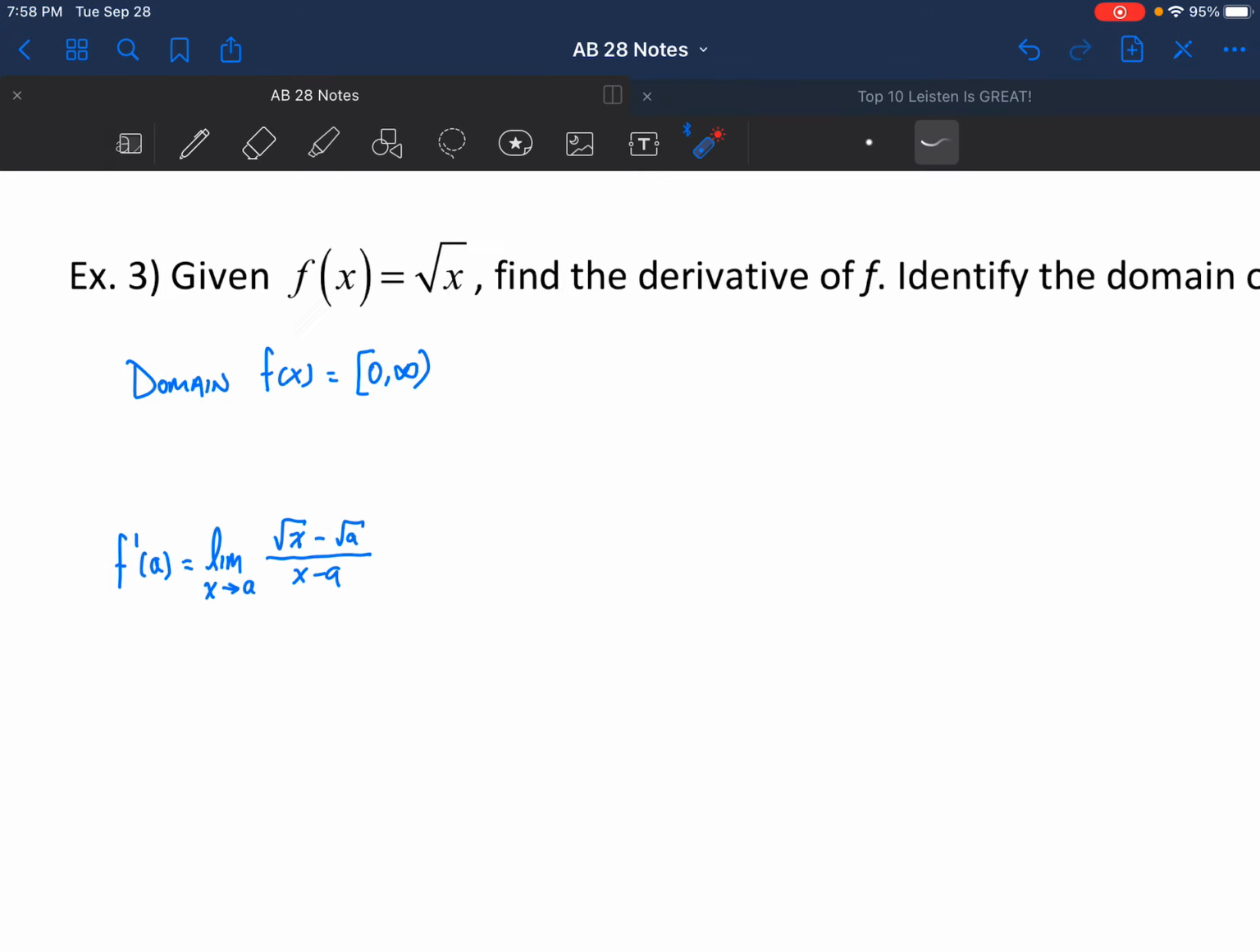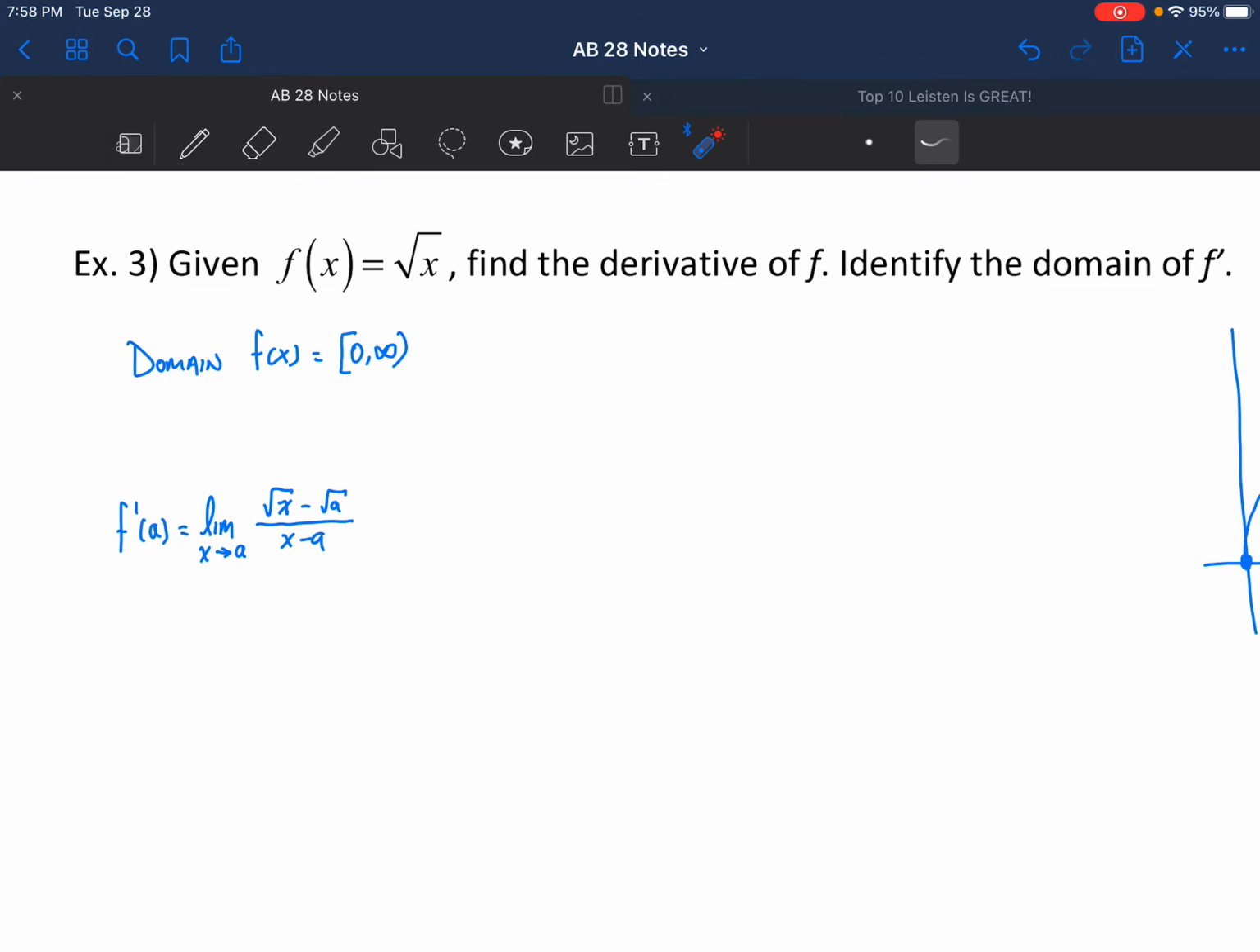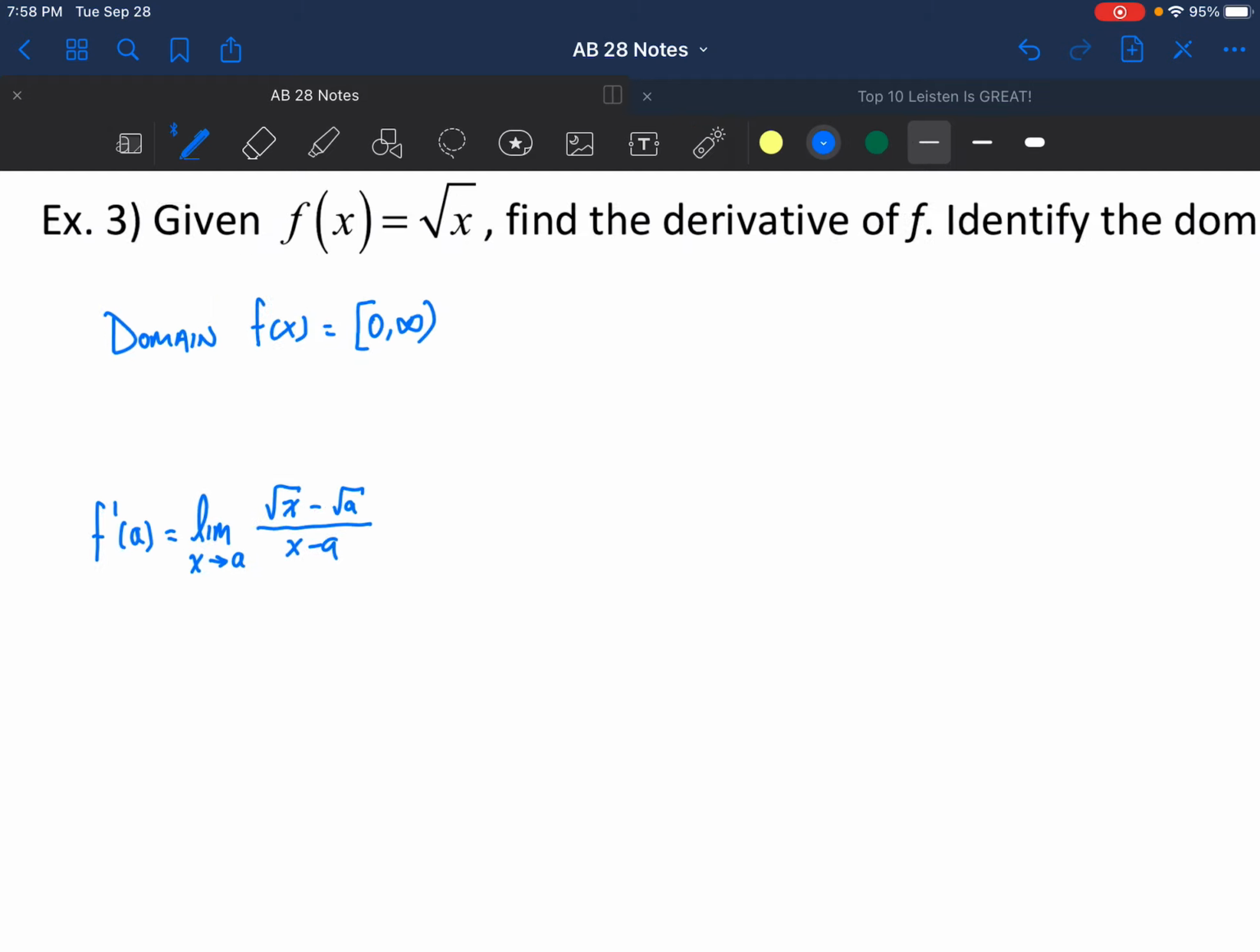Let's try another function, and we're going to talk about the domain, and I'll bring up the graph once again. So our next function is the square root of x. We've seen this a few times. But finding a formula, finding the derivative of f, we know right at the start that the domain of the square root is everything 0 and greater. So from 0 to infinity, including 0. Let's go on and find that derivative.